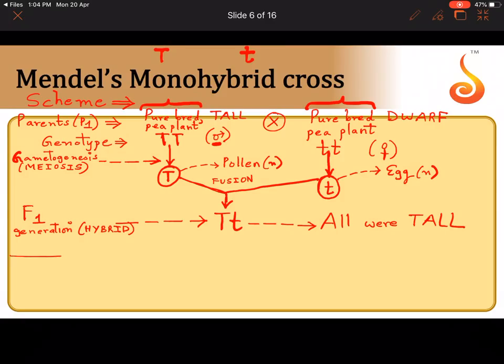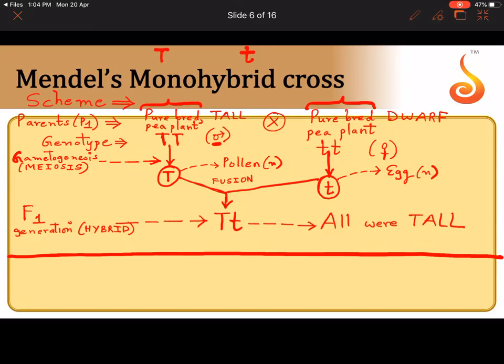Now this is the scheme. Let me draw a line. So this is the scheme. This is not the end of the scheme. There is more to it, but for now remember, all of them were phenotypically tall, but as you can see, they're heterozygous. Capital T from one parent, from the male parent, and small t from the female parent.